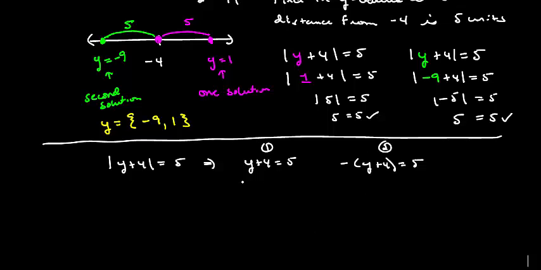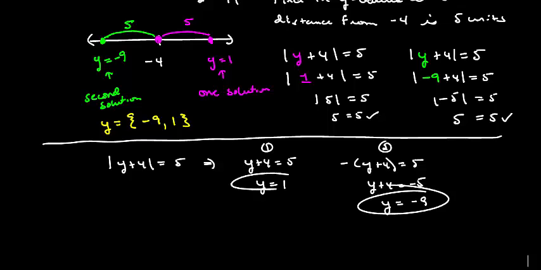And if we solve these, this one gives me 1. This one gives me y plus 4 is equal to negative 5. Multiply both sides by negative 1, and so this will give me negative 9. So again, we get those same values.